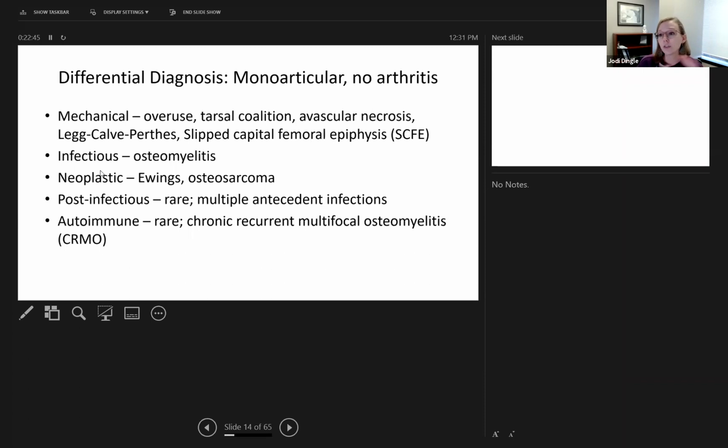And just all of your overuse injuries, which I will leave to your other sports-focused lectures. You can get an osteomyelitis near a joint that could present like this. Neoplasms, of course, always have to be on your differential, things like Ewing's and osteosarcoma. Post-infectious joint pain in a single joint without arthritis would be rare. And autoimmune causes of joint pain without real arthritis would also be rare in a single joint. But CRMO near a joint could do that.